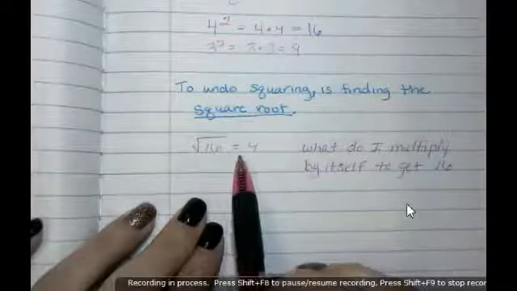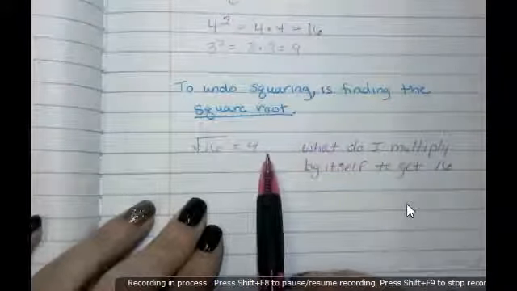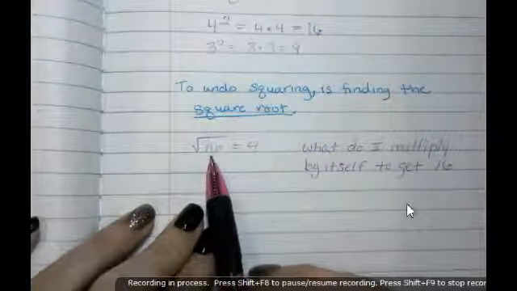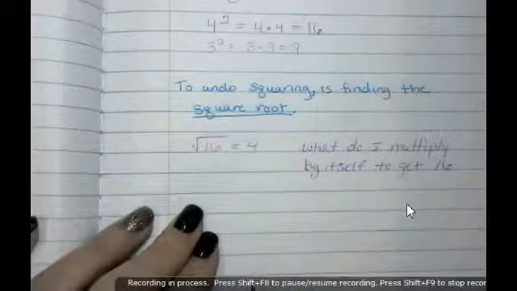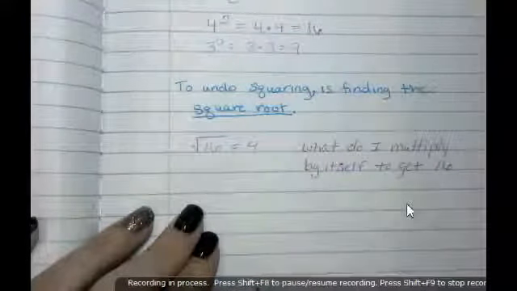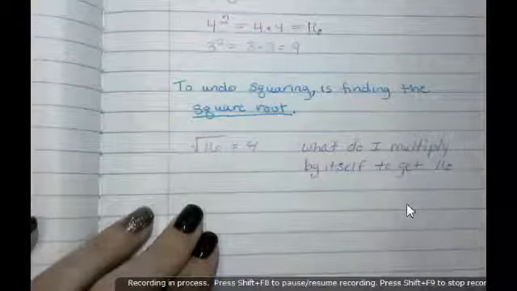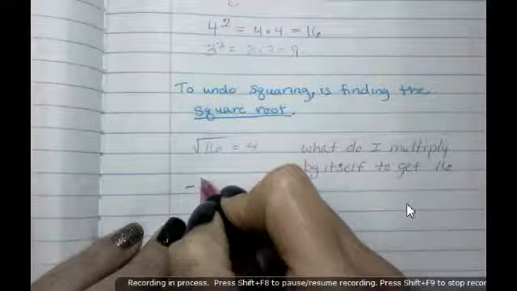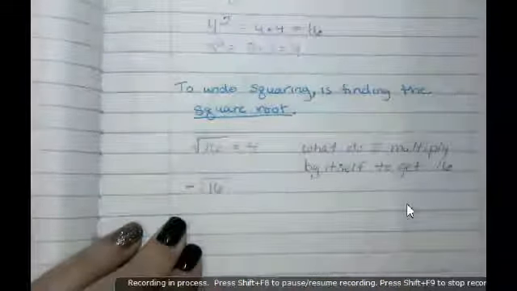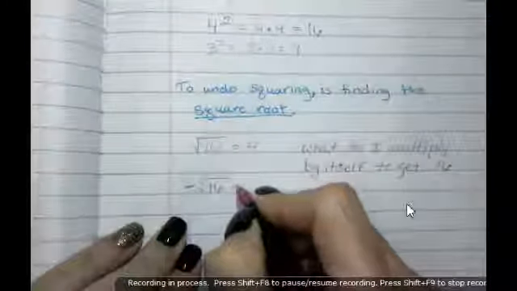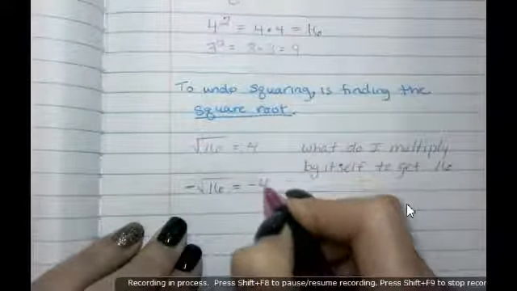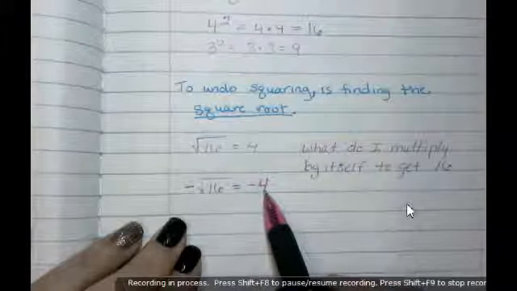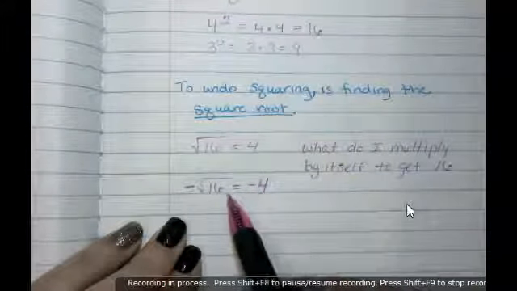Now, the silly thing about square rooting is there are 2 things that I can multiply by themselves to get 16. I can multiply 4 by itself. 4 times 4 is 16. But I can also multiply -4 times -4 and get 16. If I'm looking for the negative solution to this problem, I simply put a negative outside my radical sign, and that's how I would know that I'm looking for the negative answer. The negative square root of 16 is -4, because -4 times -4 is positive 16.